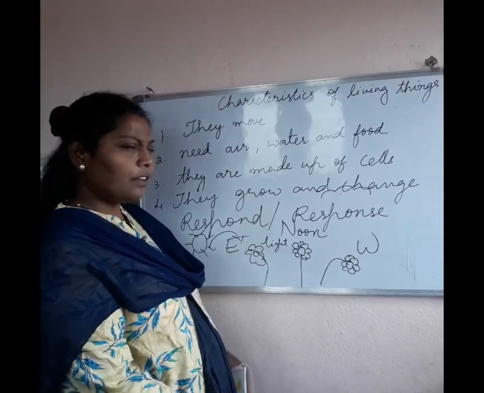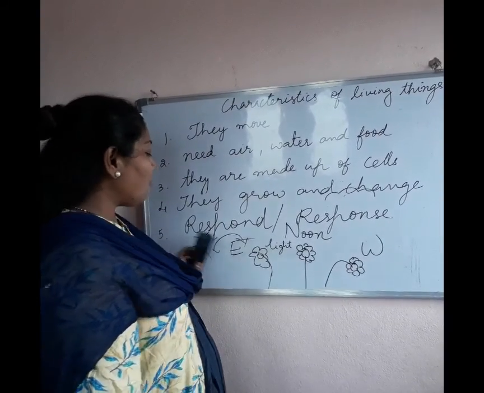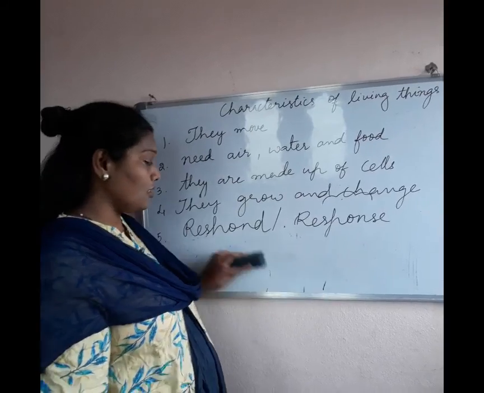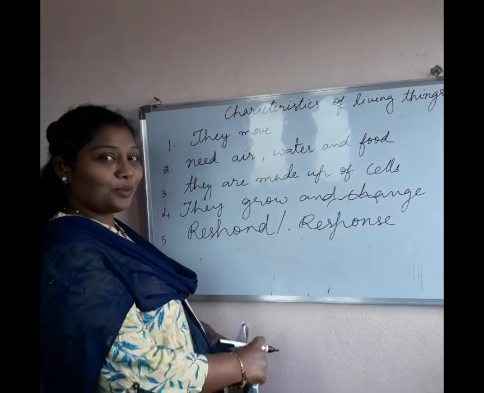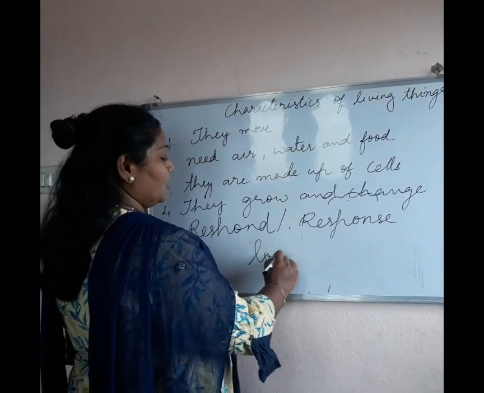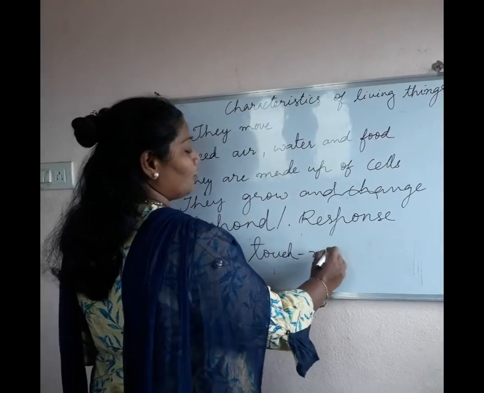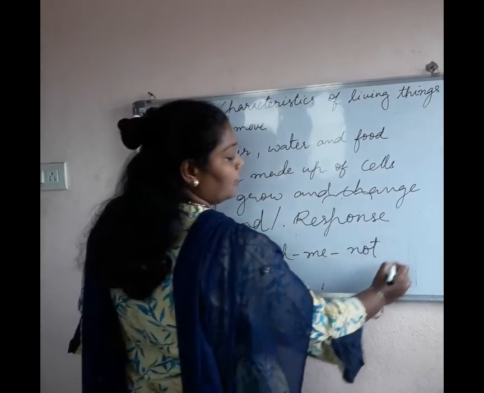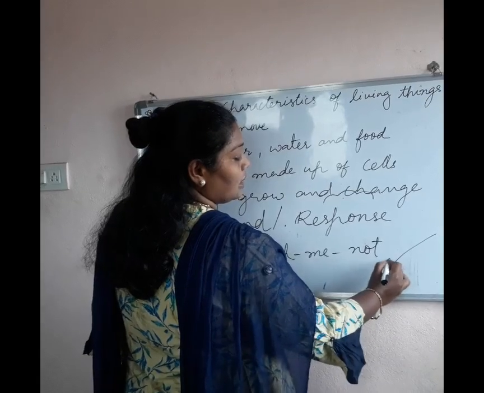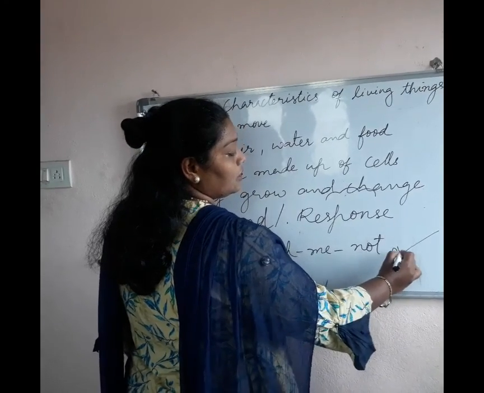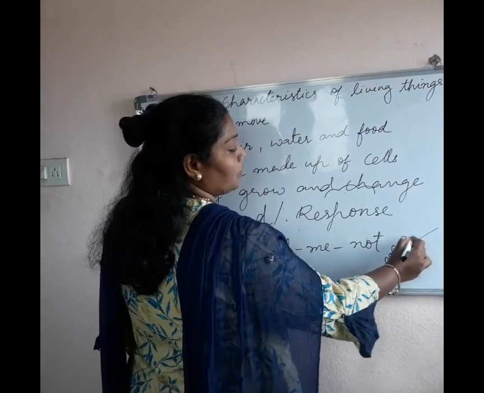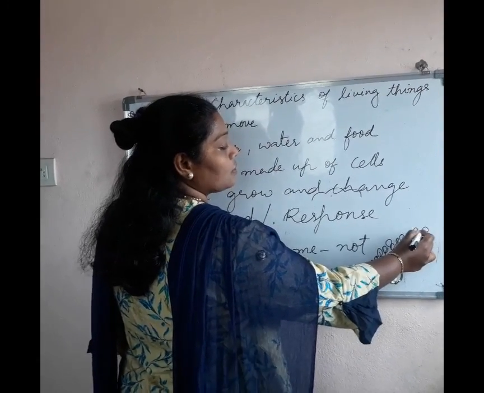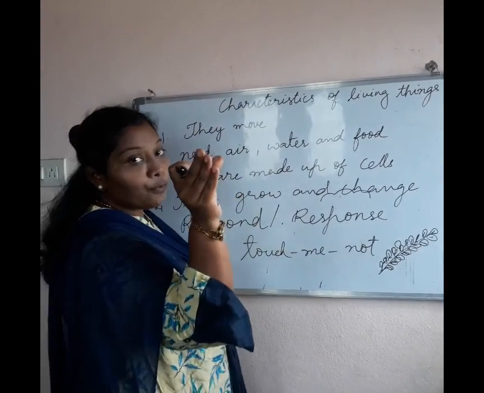Okay, children. We'll see one more example. Have you ever seen a touch me not plant? Touch me not. How did the plant get this name? If you see, the leaves are very small on this touch me not plant. Whenever you touch this plant or the leaves of this plant, they will fold.